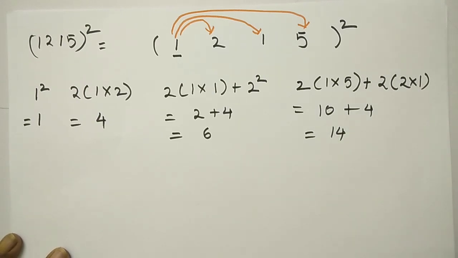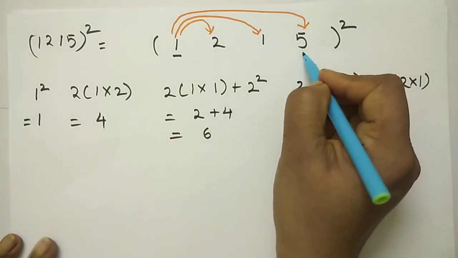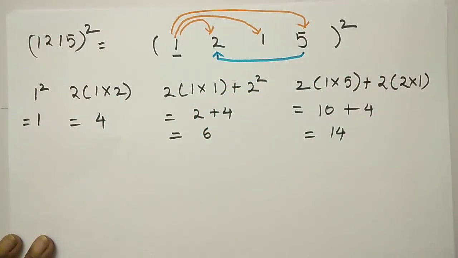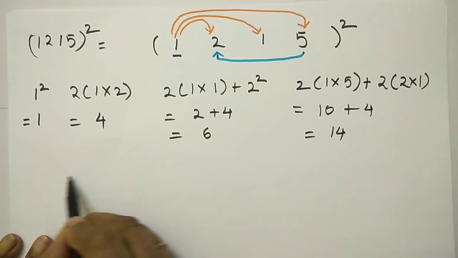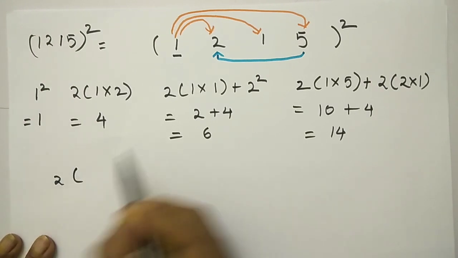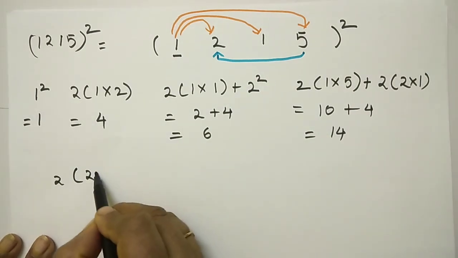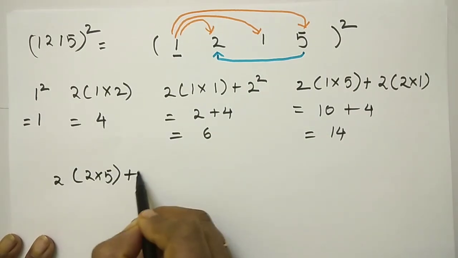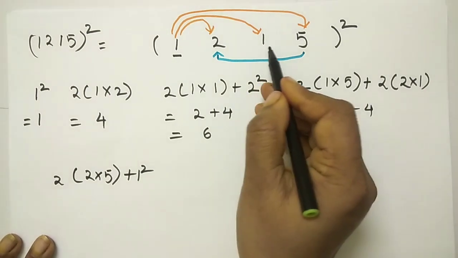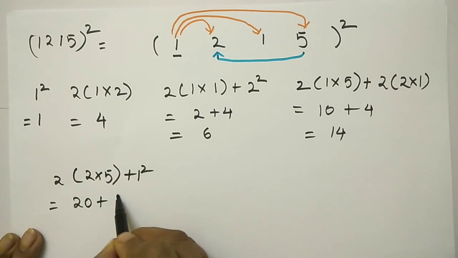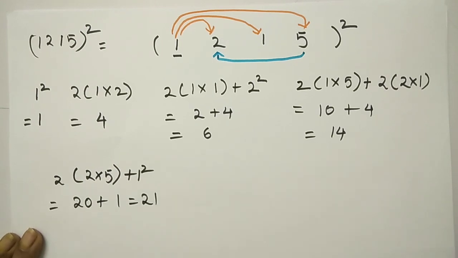Now next you have to calculate these two. So this becomes 2 into 5, and here I have 1 in the middle, so plus 1 square. One number is there, right? So you have to write the square of that number. This is nothing but 20 plus 1, equal to 21.